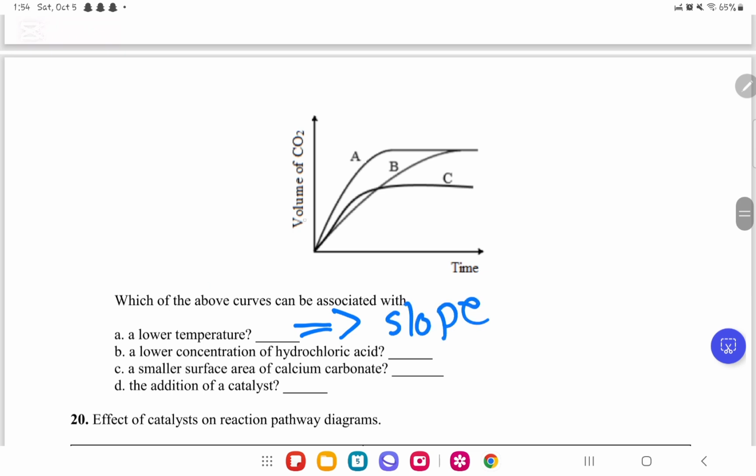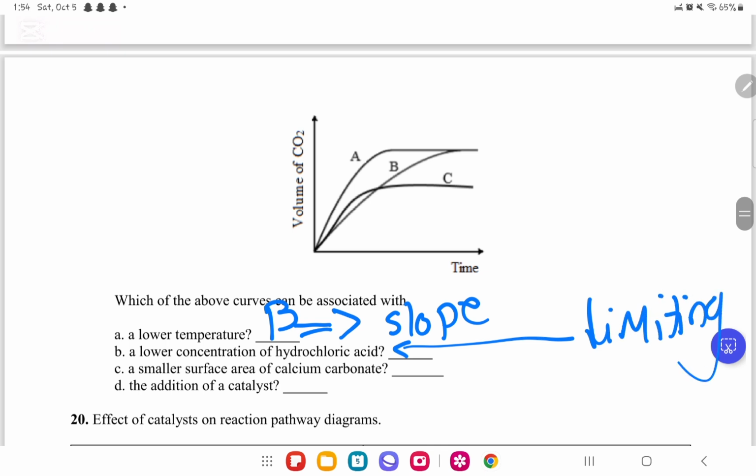So definitely a lower temperature will have a lower slope but the same plateau, so B. A lower concentration of hydrochloric acid, we said HCl was our limiting in this case. Since it's our limiting, with a lower concentration both the slope and the plateau will be affected, so it will be C.